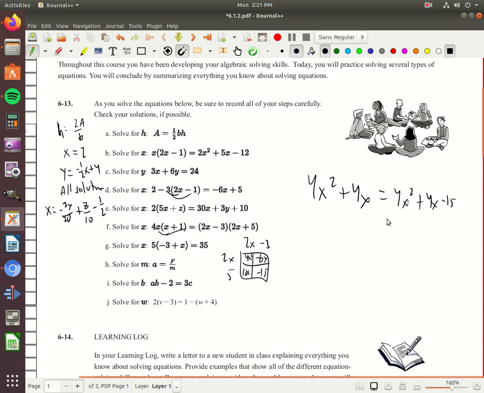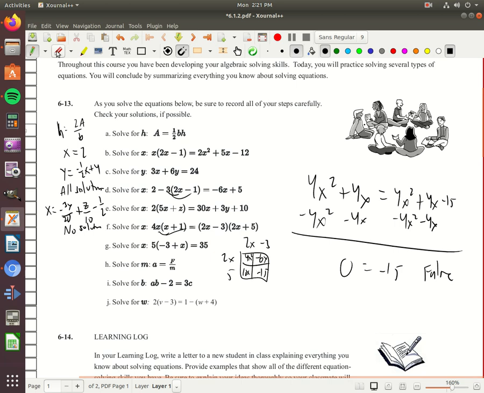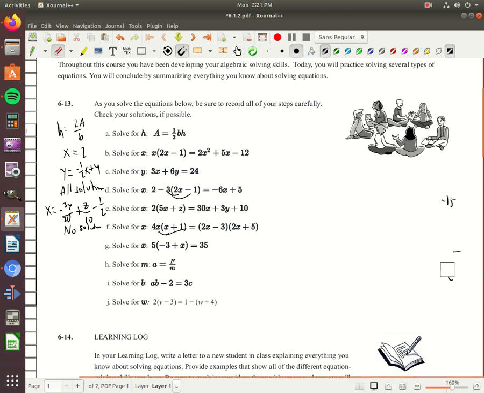So this one's a little bit more interesting. It's very similar to D, except when we're done with it, we get 0 equals negative 15, which is actually false, which means there's no solution. There's nothing in the world that you're going to be able to plug in here. So on D, there's nothing you can plug in to make it false. On F, there's nothing you can plug in to make it true. We'll be discussing that more as this chapter goes along with parallel lines and stuff.